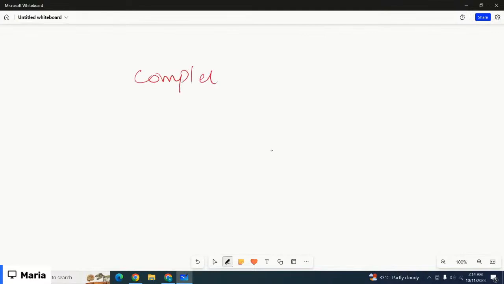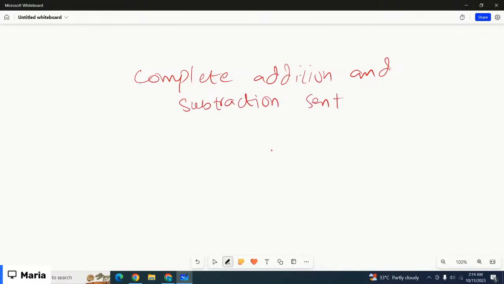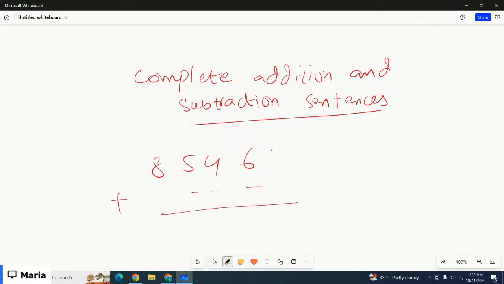Complete addition and subtraction sentences, right? Okay, so for example, you are given one of the numbers, that is 8546 plus the missing number, and their sum is 9188. So how do you find the missing number in this case?